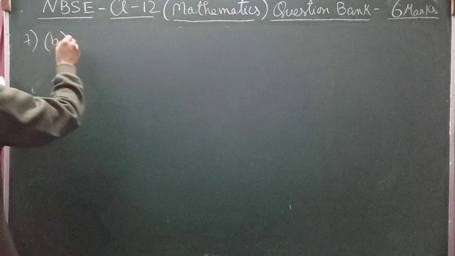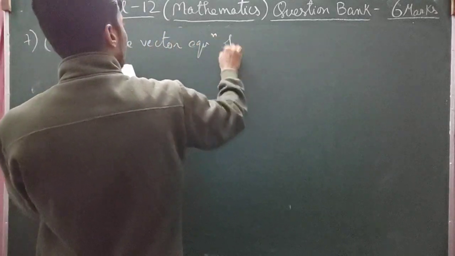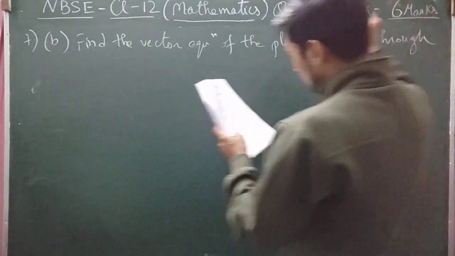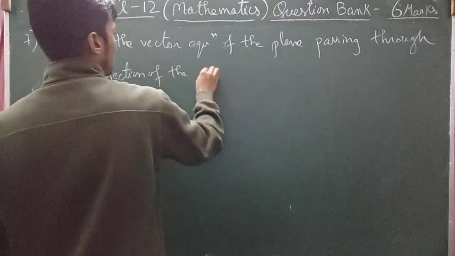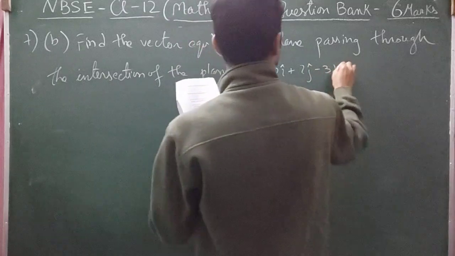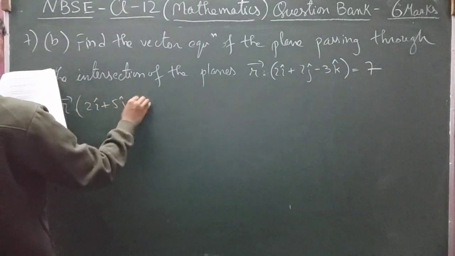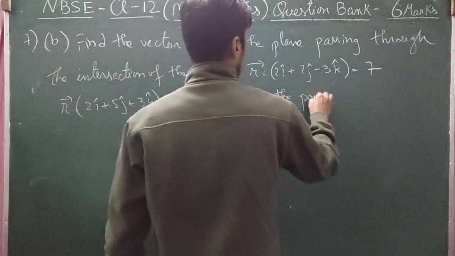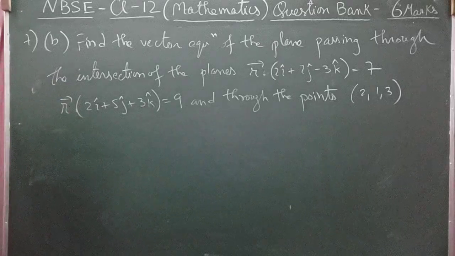Number 7b. Find the vector equation of the plane passing through the intersection of the planes r vector dot 2i plus 2j minus 3k is equal to 7, r dot 2i plus 5j plus 3k equal to 9, and through the point 2, 1, 3.